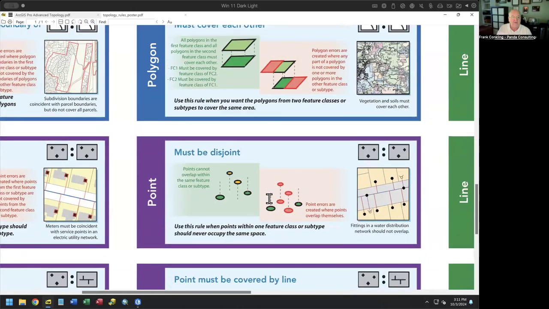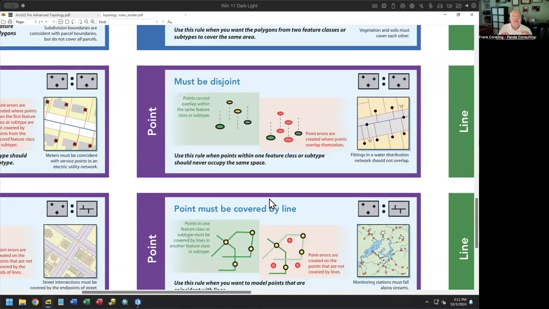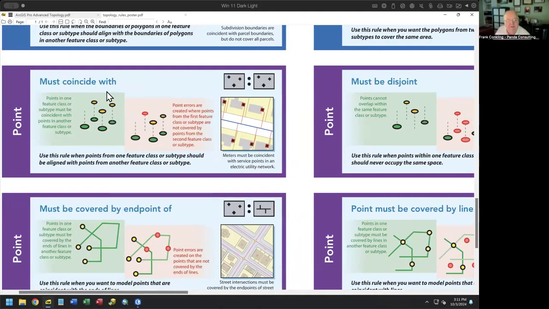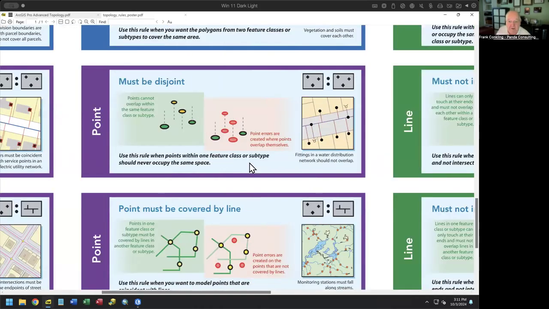So let's go to the next one for points. This is the points must be disjoint. All right, so again, point to point. It says, use this rule when points from one feature class or subtype should never occupy the same space. So if we look back, this one said it must occupy the same space. Must be disjoint says it should not be on the same space. This is going to look for overlapping points on here. That's what this rule is specifically for.